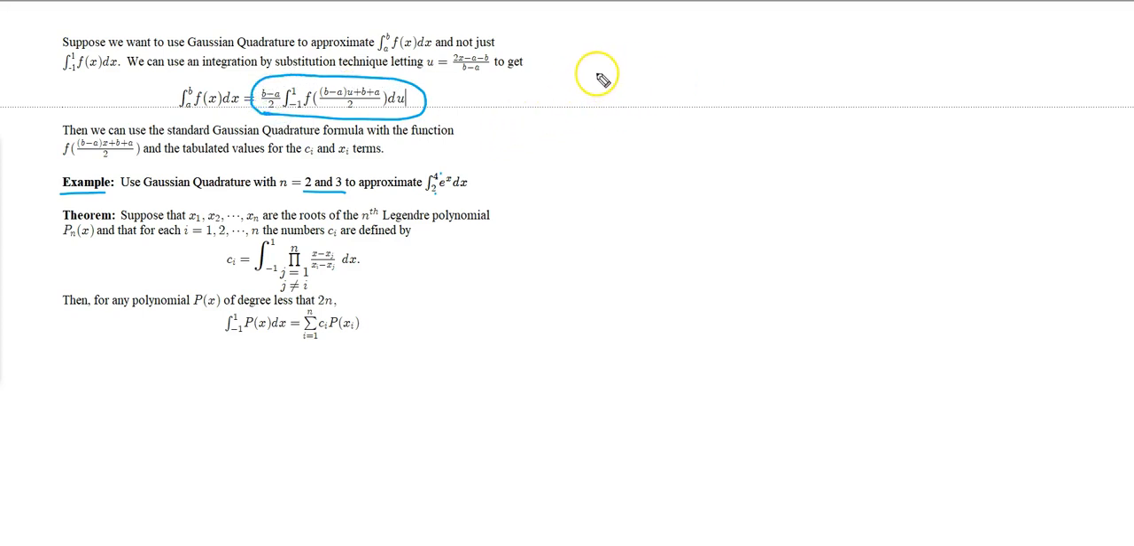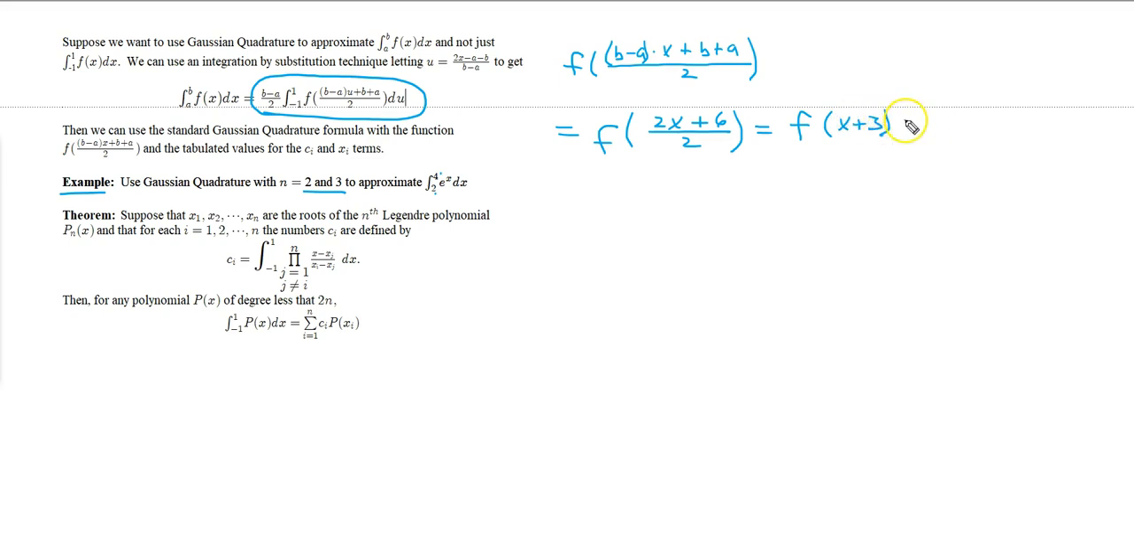So now let's notice that my function, I'm just going to replace the u with the letter x. It doesn't really matter. Now the b is 4, the a is 2, so this is going to be (2x plus 6) over 2. And so that simplifies out to x plus 3. And so in this case, that's going to be e to the x plus 3. All right. So then what we have is the integral from 2 to 4.